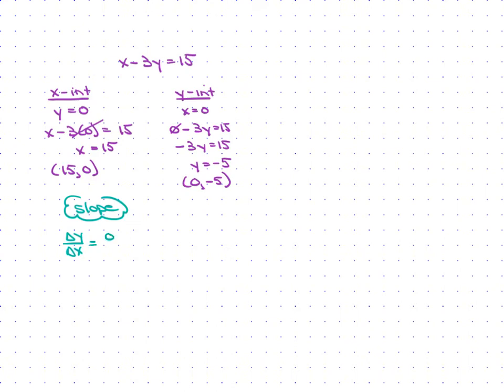I have 0 minus -5, and then my change in x is 15 minus 0. Notice I'm keeping my order. 0 and 15 came from this point. -5 and 0 came from this point. And do my arithmetic, and I'll get 5 over 15, or a slope of 1/3. So super easy like that.